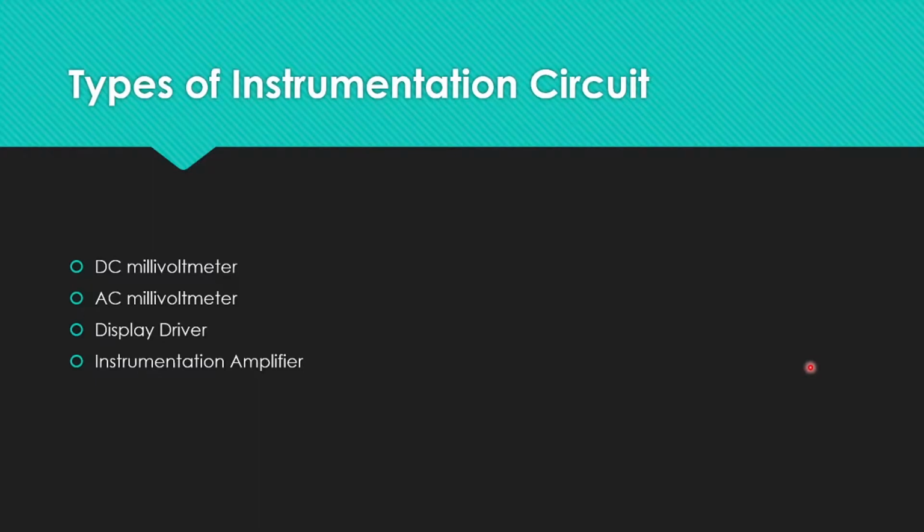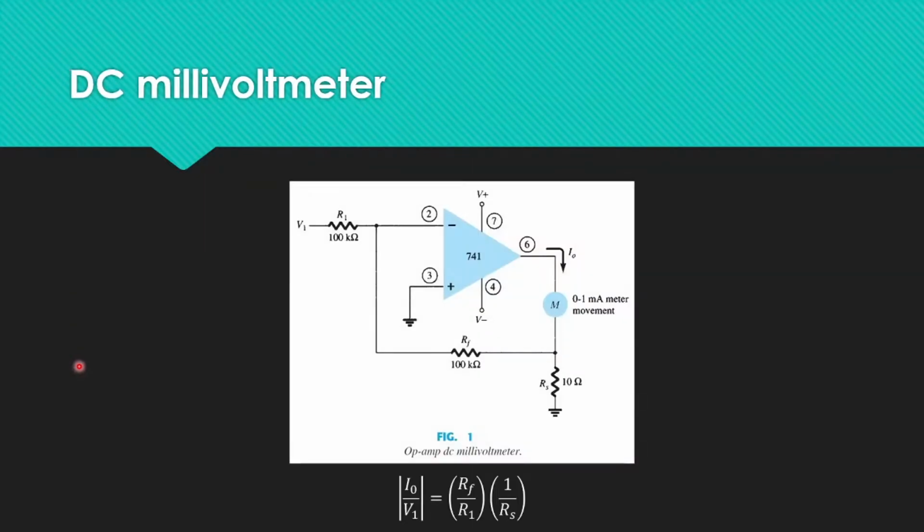So I'll be discussing the types of instrumentation circuits that deal with op-amps, and the following are DC millivoltmeter, AC millivoltmeter, display driver, and lastly the instrumentation amplifier. We'll start with the DC millivoltmeter. The following devices are required to build such a millivoltmeter: op-amp, resistors, and a 0 to 1 milliampere meter movement.